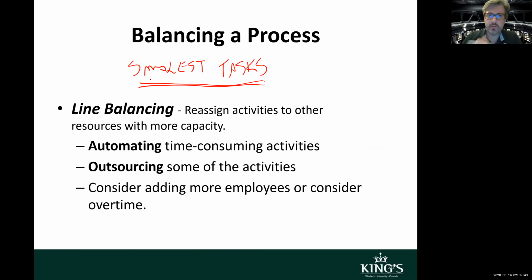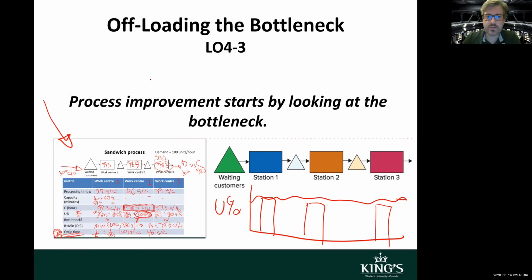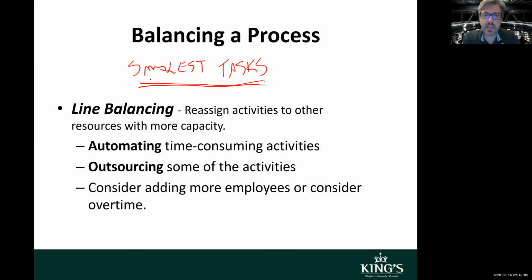Yeah, moving down. But on the other hand, by dividing these tasks into smaller chunks, you can spread that out in many workstations and many work centers with many employees, and therefore be closer to the demand rate, be closer to the takt time that you're expecting. How is it that you can do that? Well, first one is you can automate a lot of time-consuming activities.